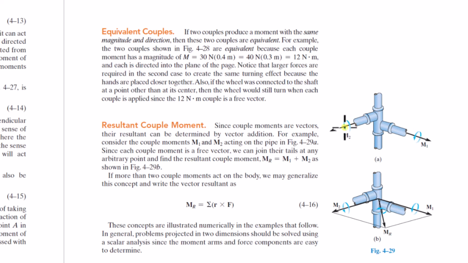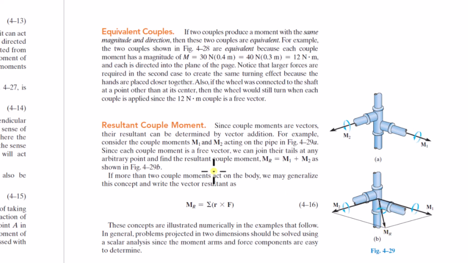Make sure you know the difference if it's a couple moment or a moment about a point. I'm not sure how they show you distinguish between a couple moment and a regular moment. But if you've got couple moments, you can just sum the vectors. They're free vectors. You just bring them together at any point you want, interesting, and you just do the vector sum. And they do the vector sum here, and there's the resultant couple moment vector.